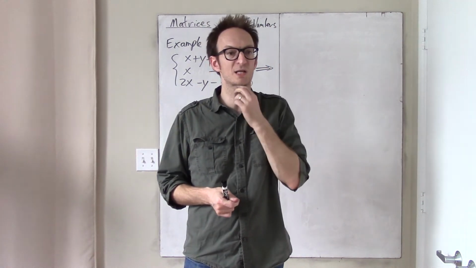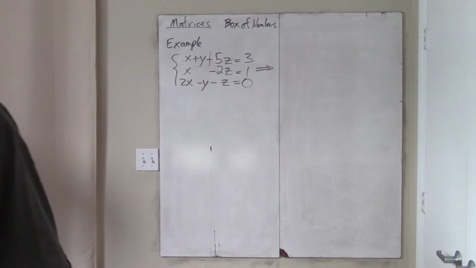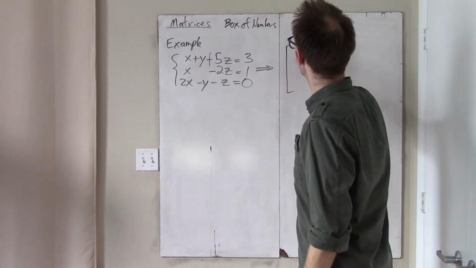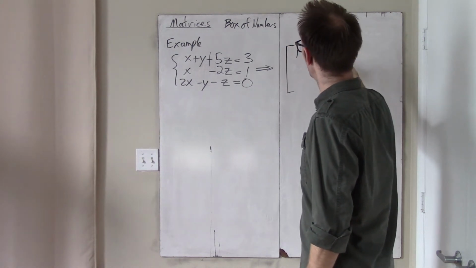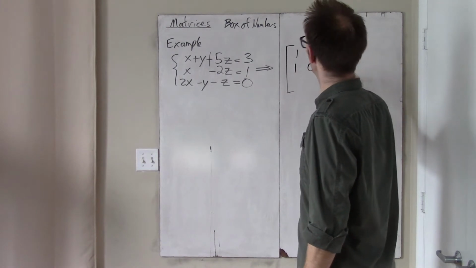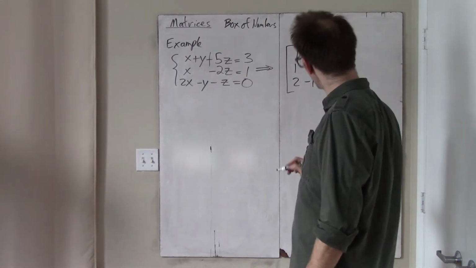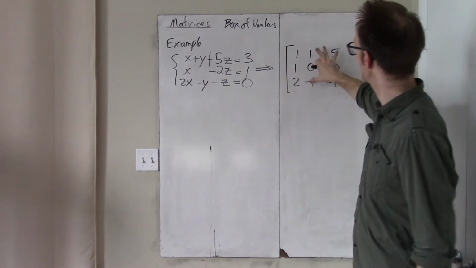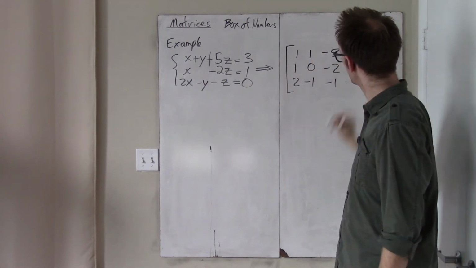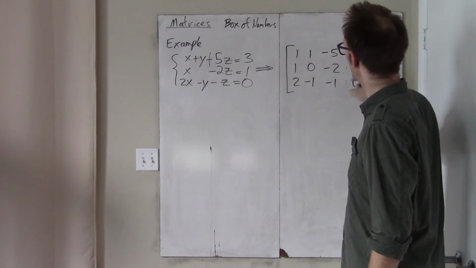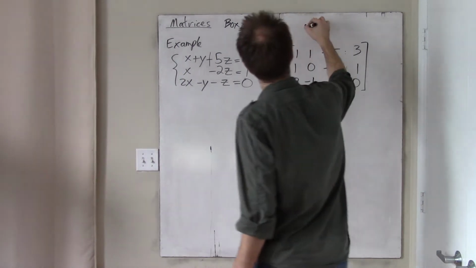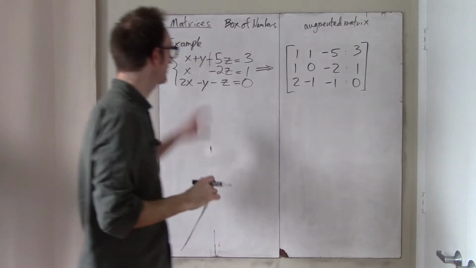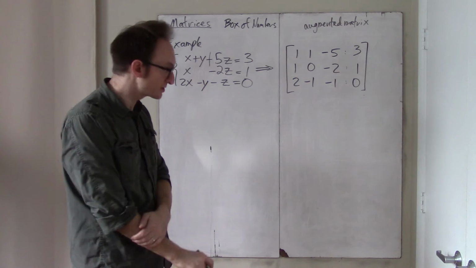All we're going to do now is just have less to write. You might consider this to be more organized. I'm just going to only write the coefficients. So this is 1, 1, negative 5, 1, 0, negative 2, 2, negative 1, negative 1. This is what's called the matrix of coefficients. Notice all I did was take all these numbers and copy them over here. This vocabulary is really not important, but if I add these numbers here, this is called an augmented matrix. So the augmented matrix is the matrix with all the coefficients on the left and all the answers on the other side.